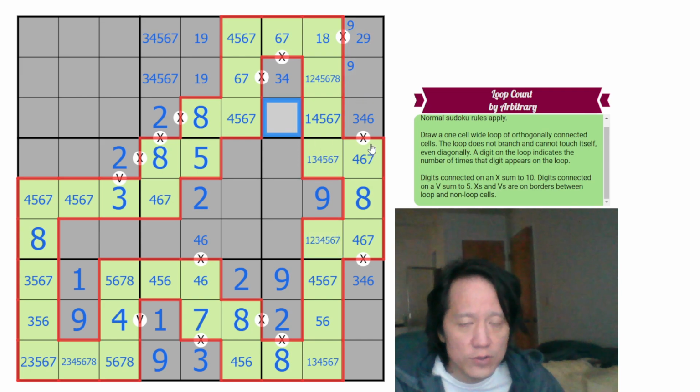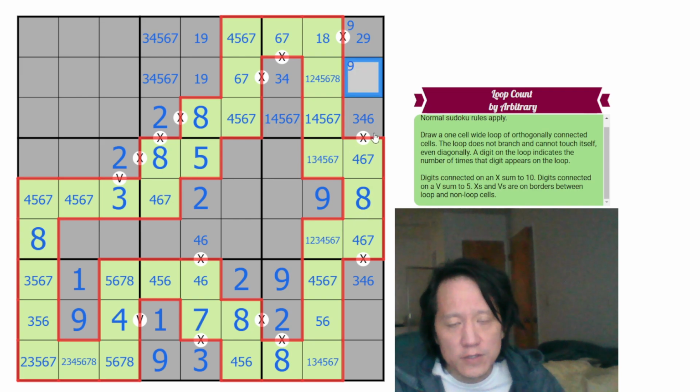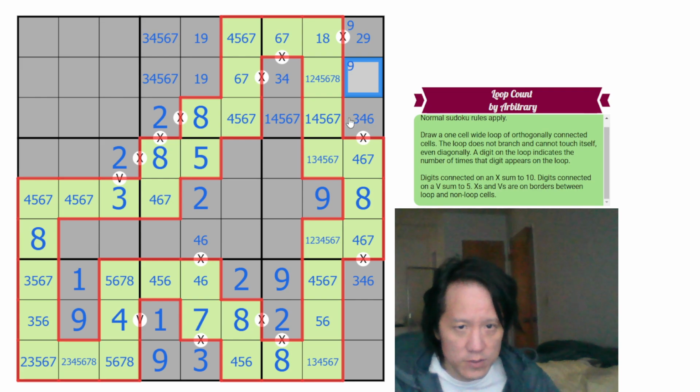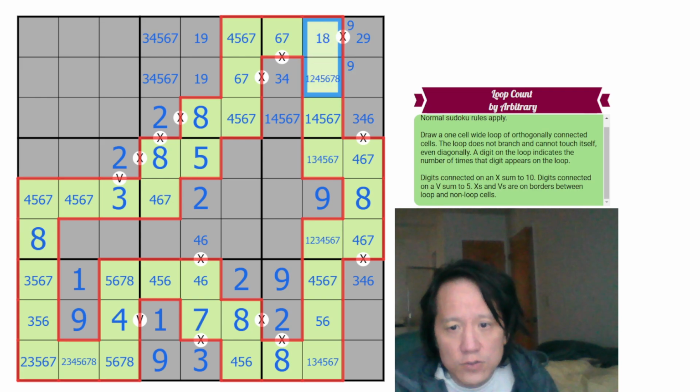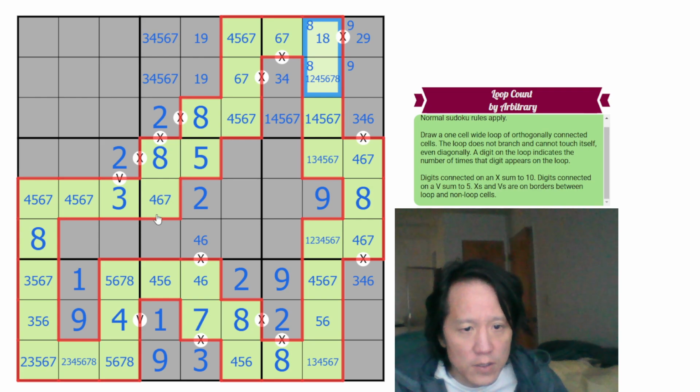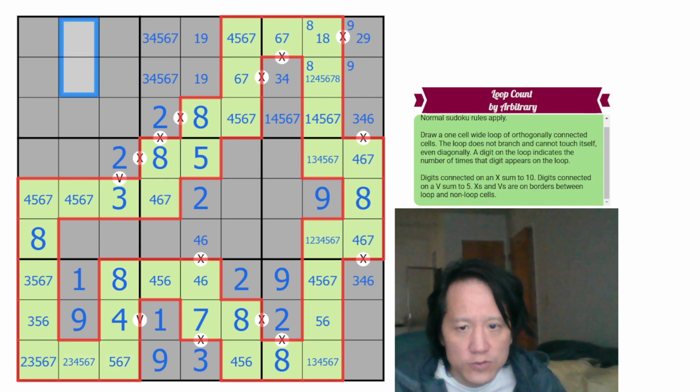This can't be 3. Can't be 2 and 8. Can't be 9. So this is 1, 4, 5, 6, and 7. This can't be 3. It could be 9. It could be 2. Can't be 8. So 8's one of these two. 8 cannot be any of these two, so therefore this must be 8. 8 is one of those two.